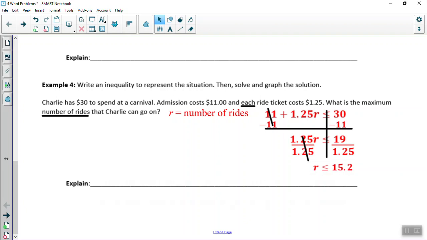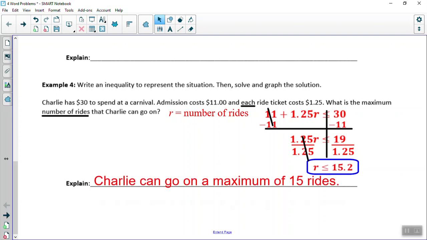All right, well, we have a little problem here. We can't ride 0.2 rides. So our question becomes, do we round it up or do we round it down? Because it has to be less than or equal to 30, if we were to round this up to 16, then we would end up having too many rides. He wouldn't be able to afford that. So because it's less than, we have to round this down. Even if it came out to 15.8, we'd have to round it down to just 15.